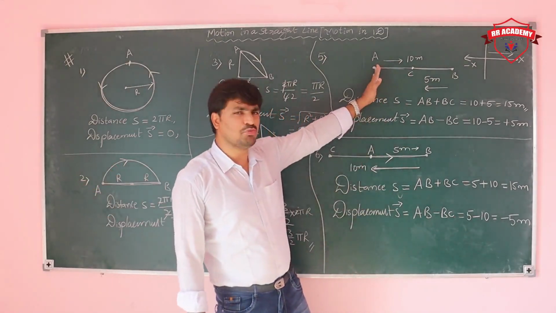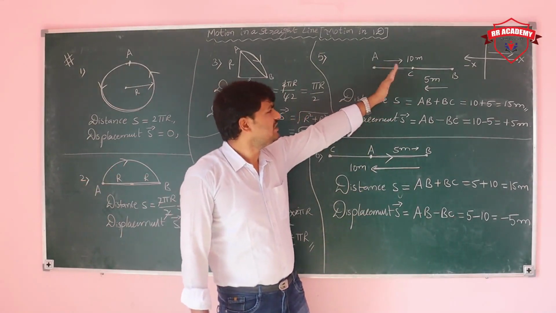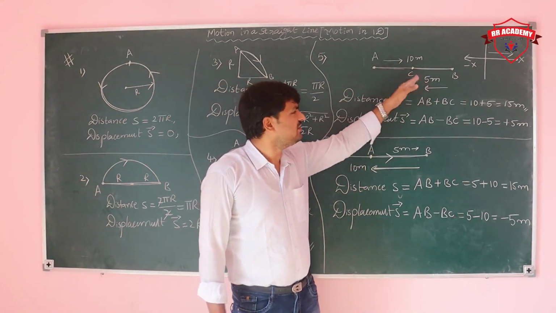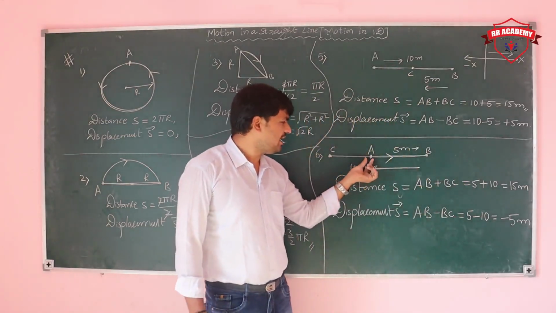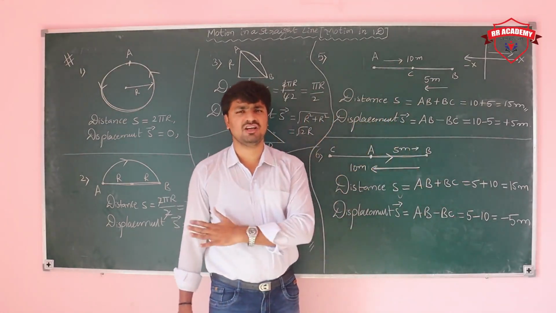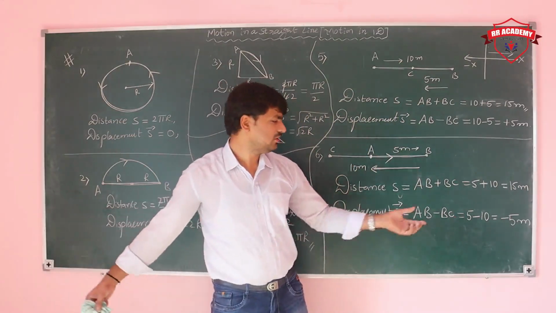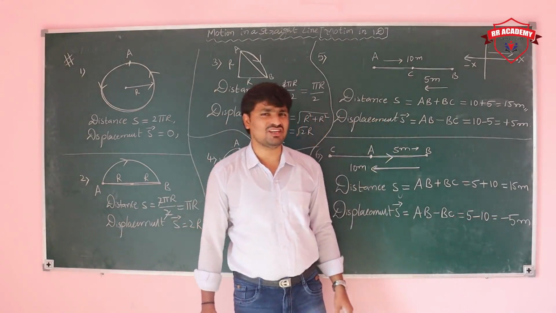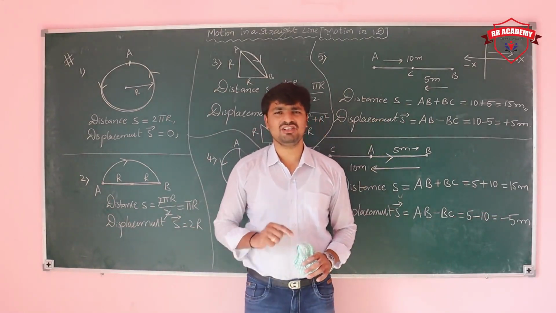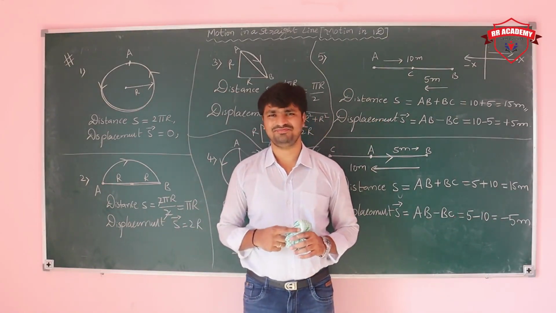It is the initial position of A. And what is the final position here? 5 meters forward, ahead. But here, by the time it arrives, it is 5 meters behind. Behind means backward, nothing but minus 5 meters. So this is distance and displacement, and we will discuss some more problems.